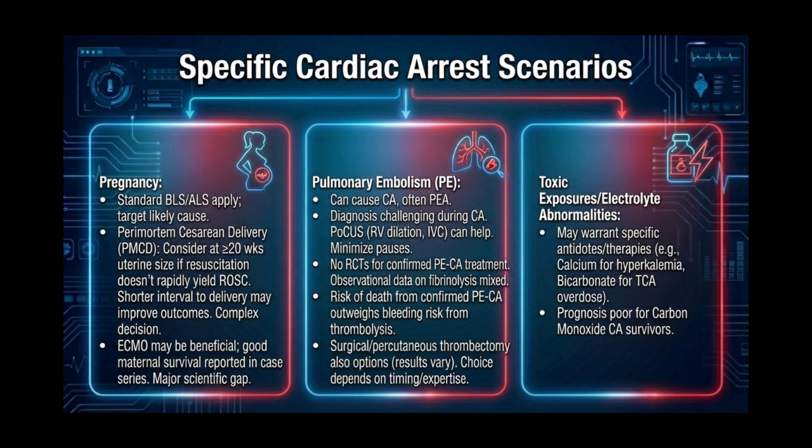Perimortem cesarean delivery, also known as resuscitative hysterotomy, can significantly improve maternal outcomes when performed at or beyond 20 weeks of gestation, especially if resuscitation does not quickly achieve return of spontaneous circulation. Recent findings suggest that shorter intervals between the cardiac arrest and the delivery may enhance both maternal and neonatal outcomes. However, making the clinical decision about the timing of perimortem cesarean delivery is complex and takes into account various factors such as the healthcare provider's training, the patient's condition, and available medical resources.